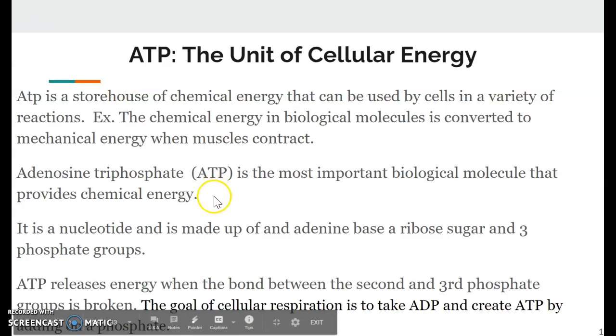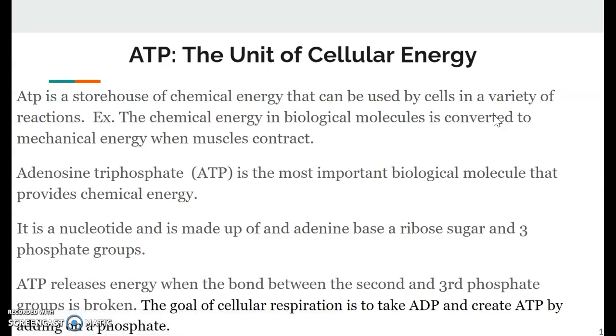There you go. And 3 phosphate groups. It releases energy when the bond between the second and third phosphate groups is broken. The goal of cellular respiration is to take ADP and make ATP by adding the phosphate.